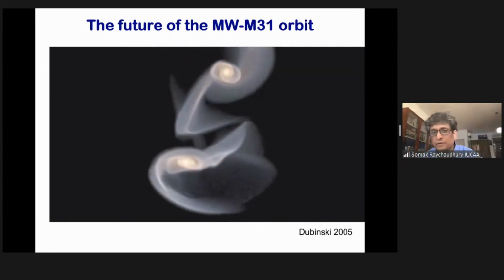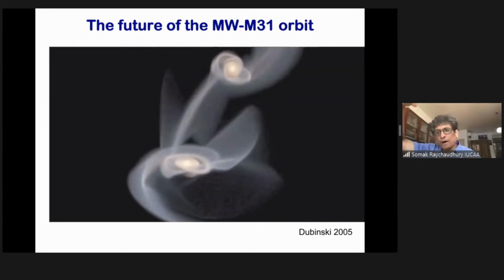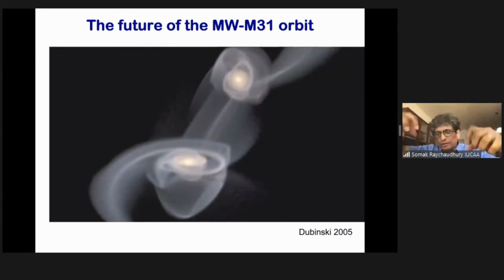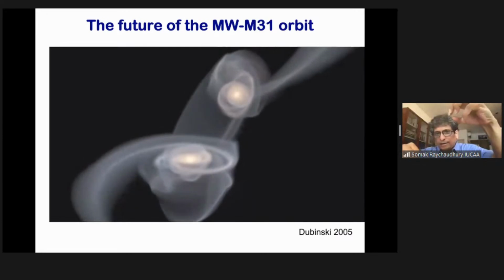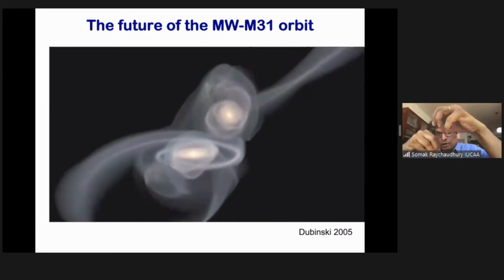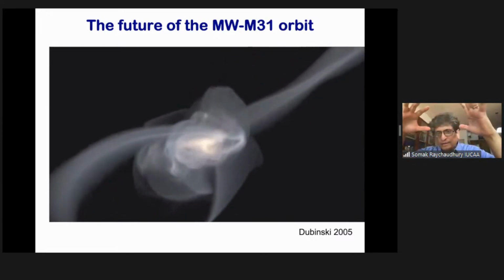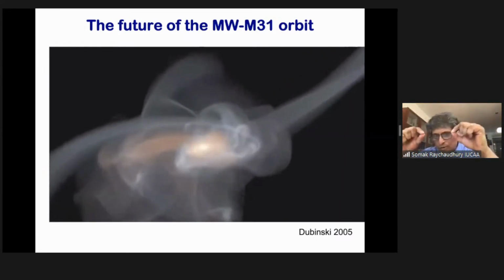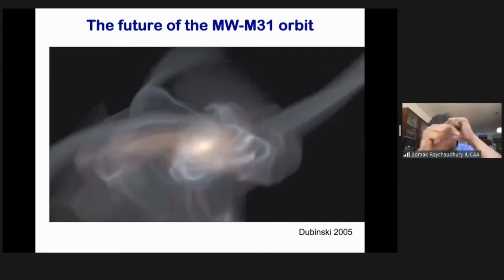This is a simulated view. You can see they go past one another and they disrupt each other. So they spread around, then they come back and then slowly merge with each other. And in this particular simulation, you can see the two black holes in the centers are displaced from each other, and then they eventually will merge.